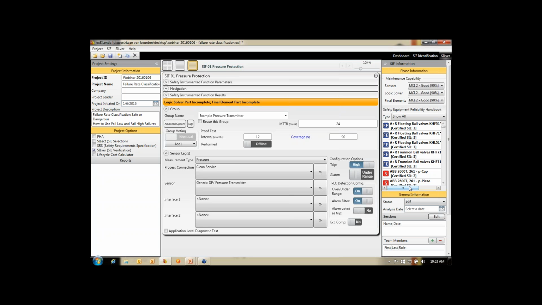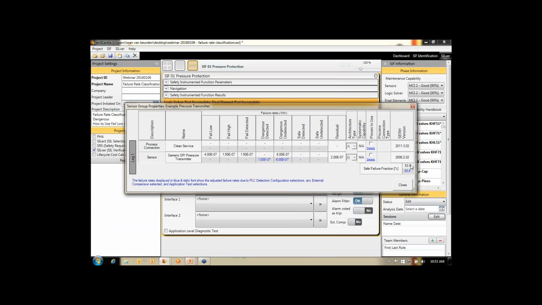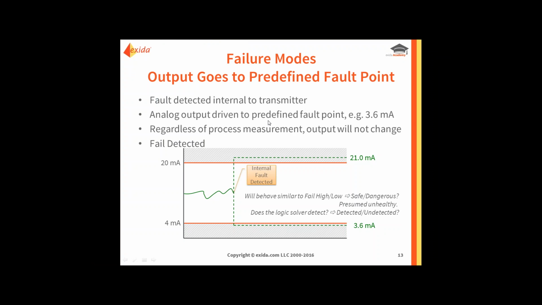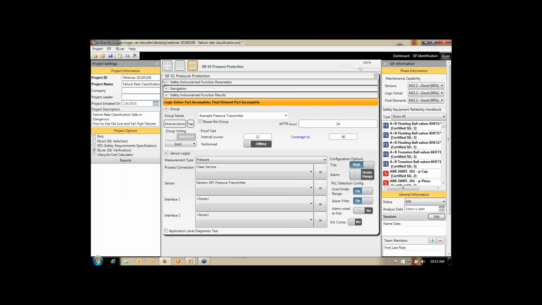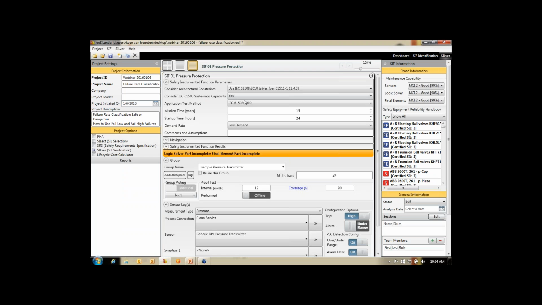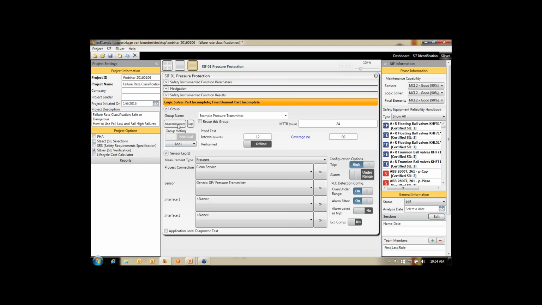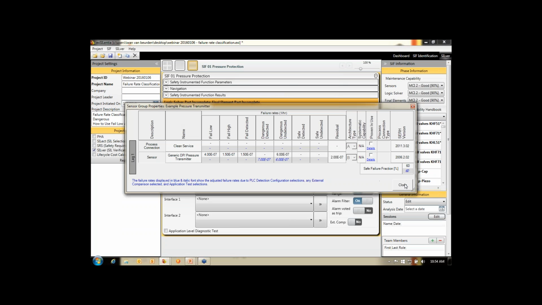But the no effect failures are specifically identified in 61508-2010, and therefore they are no longer part of that safe failure fraction calculation. So you will actually see that the safe failure fraction changes for this particular transmitter configuration if I change between the 61508-2000 and 61508-2010 edition of the standard.